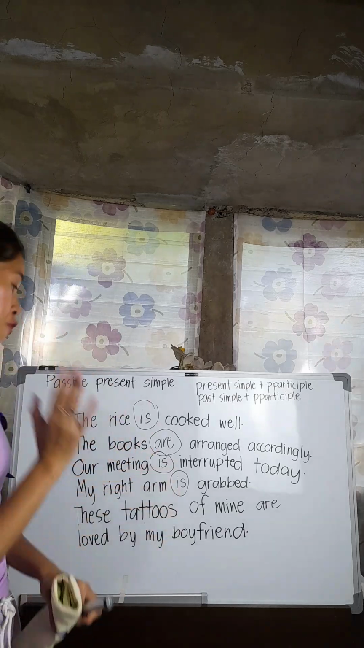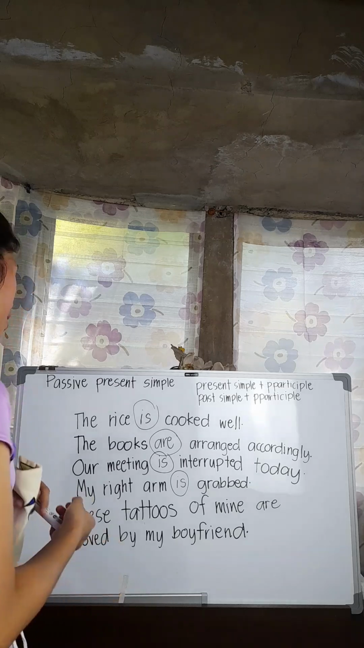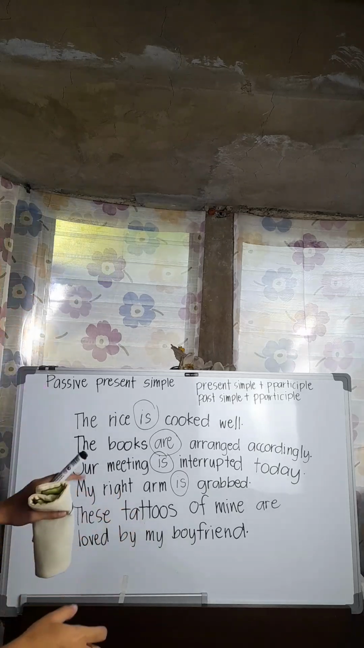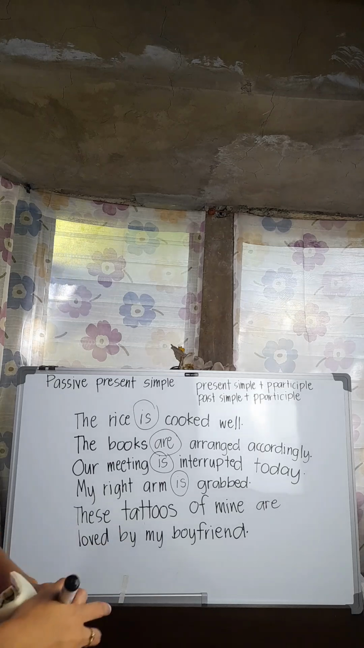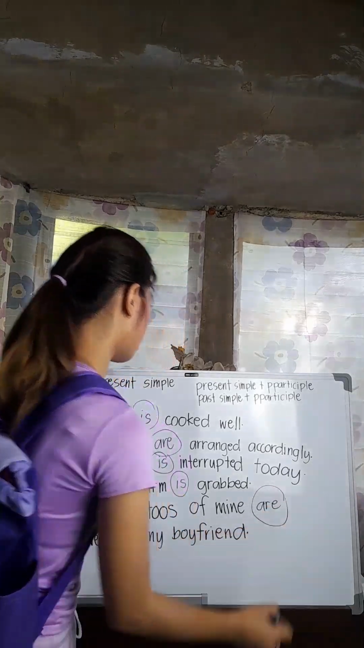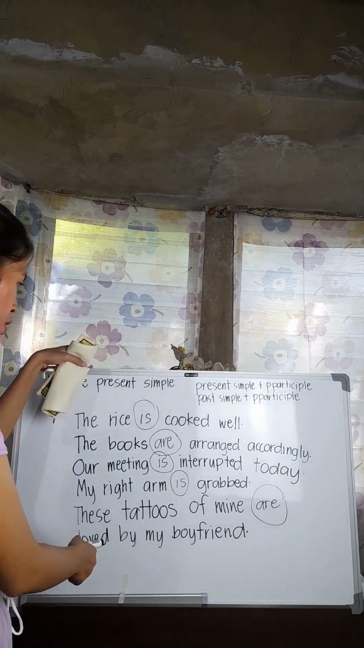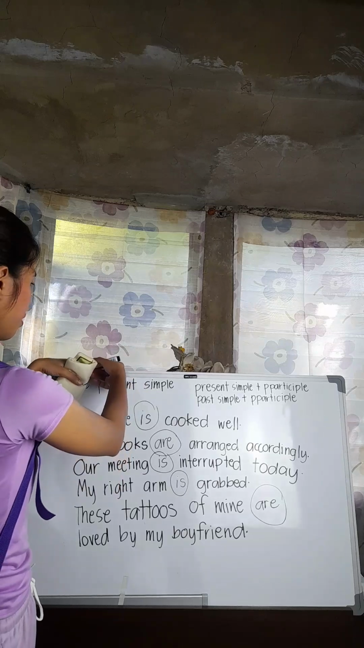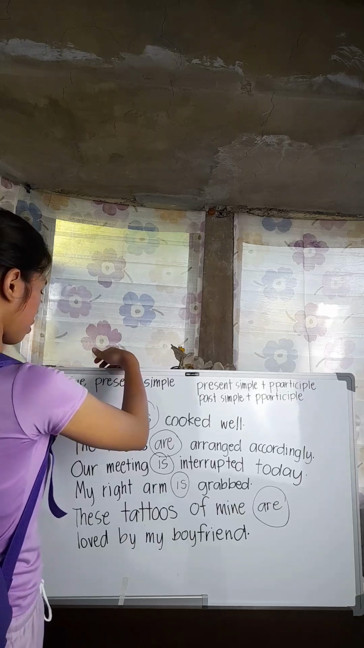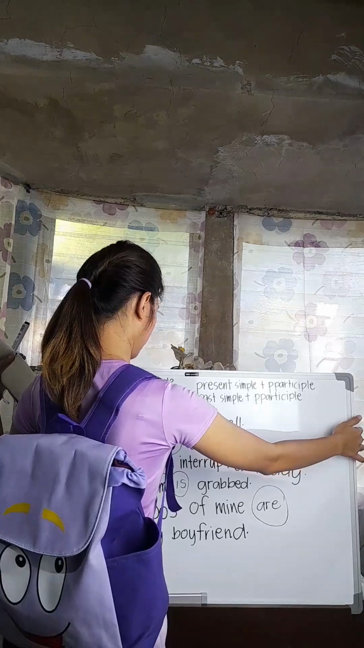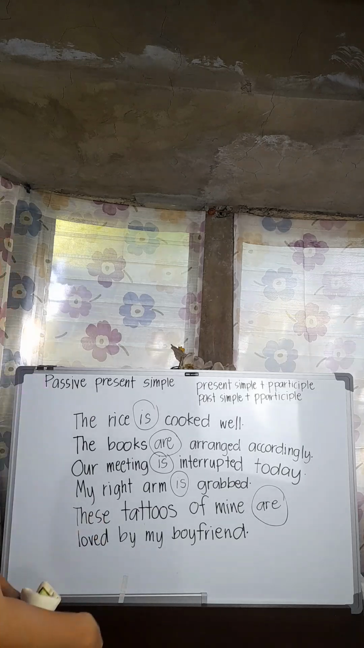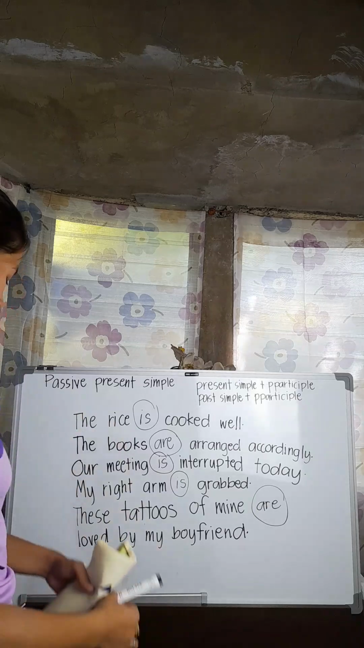Now for the fifth sentence, these tattoos of mine are loved by my boyfriend. Subject, these tattoos of mine. The present simple, the word are. And the past participle, loved. Now, let us turn these sentences into passive past simple.